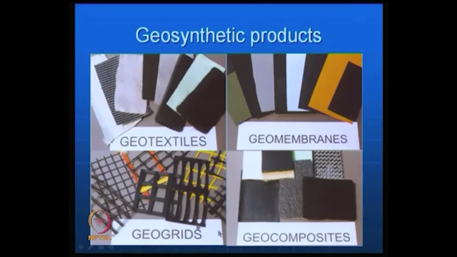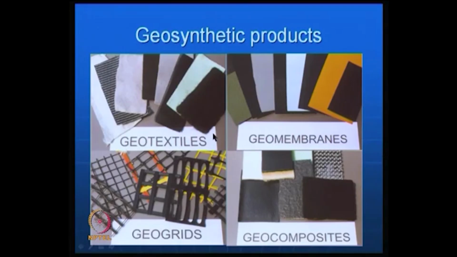So, geogrids are all plastic materials, made of high density polyethylene, PVC, polyamides and all that. Geogrids are very good for increasing bearing capacity, reducing settlements, liquefaction resistance and all that. Geotextiles are very good for drainage, separation and wherever protection layers are needed.